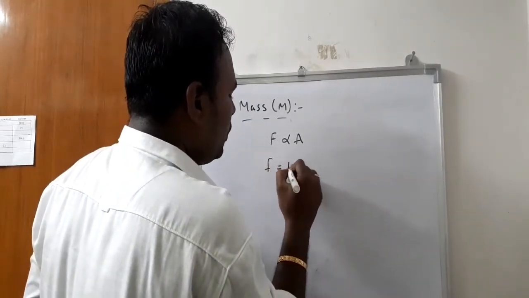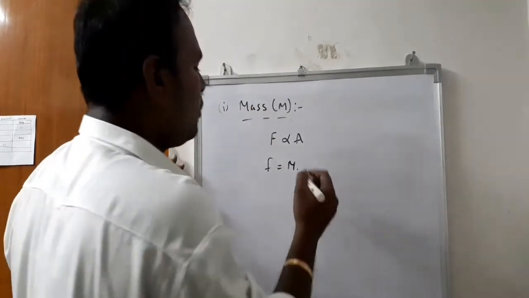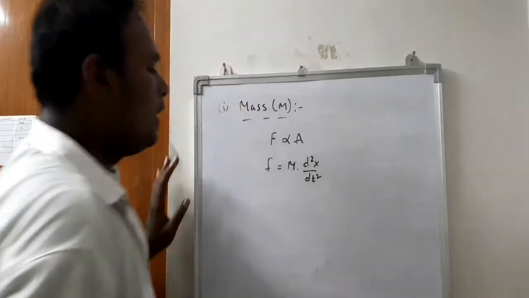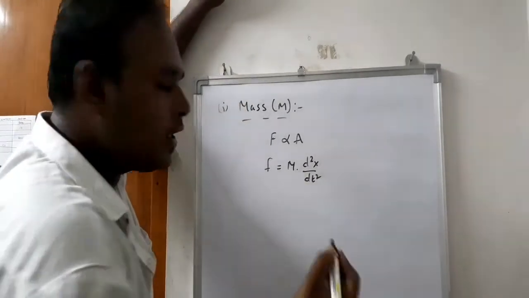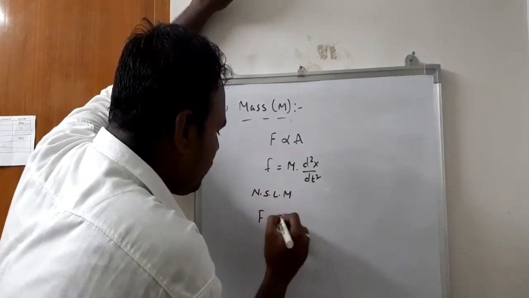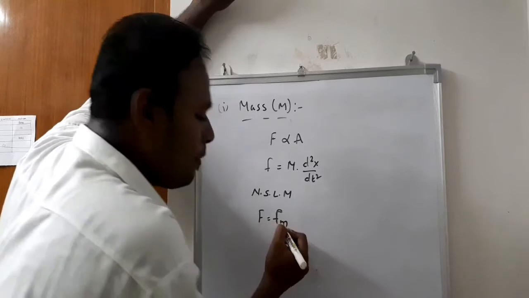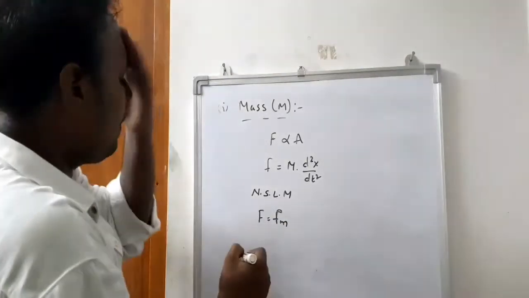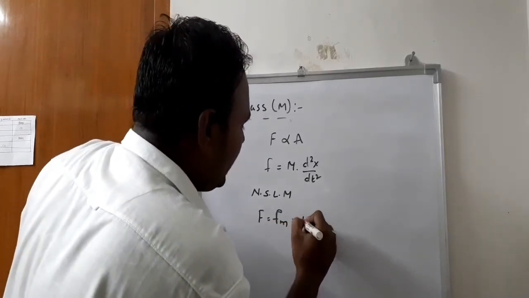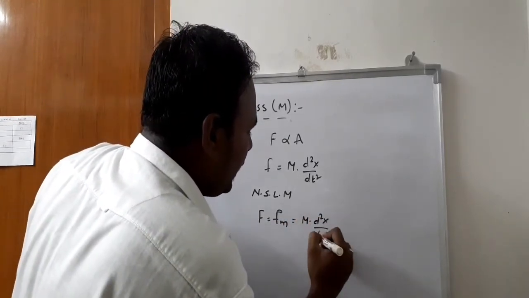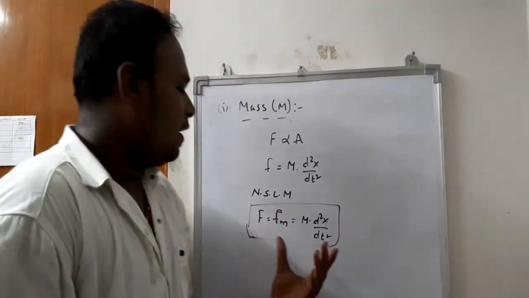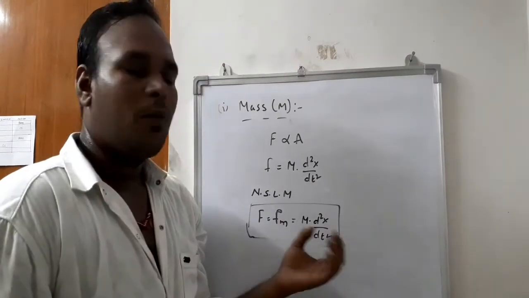F is equal to m, where m is the mass constant, and acceleration is d²x/dt². From Newton's second law of motion, F is equal to Fm, where Fm is the opposing force. So the sum of the applied forces is equal to the opposing force, that is m d²x/dt². This is the expression for the force balancing equation for mass.